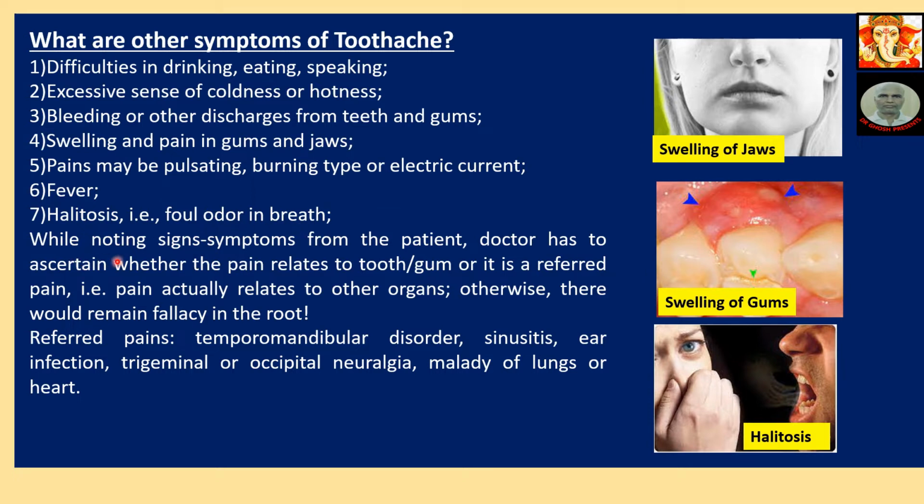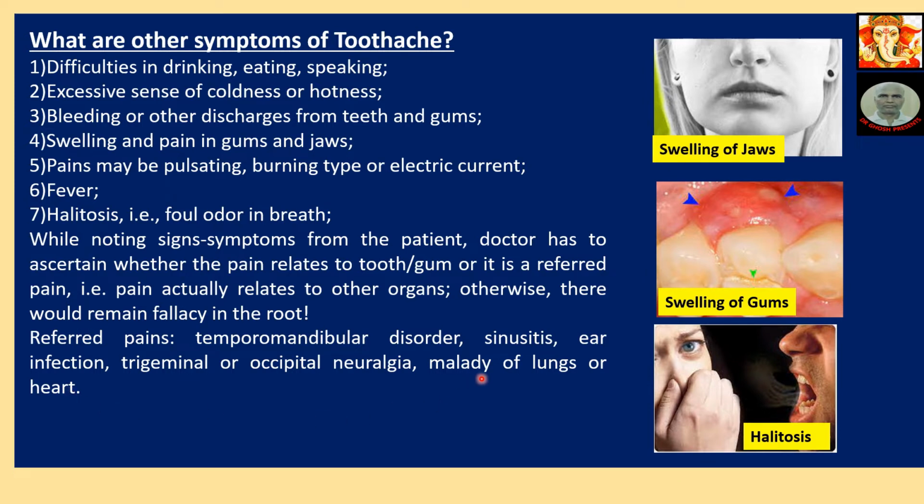While noting signs and symptoms from the patient, the doctor has to ascertain whether the pain relates to tooth or gum or it is a referred pain. That is the most important thing. That is, pain actually relates to another organ. Otherwise, there would remain a fallacy in the root. This root means not tooth, the root of the problem. If a doctor cannot differentiate between a true tooth pain and referred tooth pain, he will not be able to treat the patient correctly. Referred pains: temporomandibular disorder, sinusitis, ear infection, trigeminal or occipital neuralgia, malady of lungs or heart.